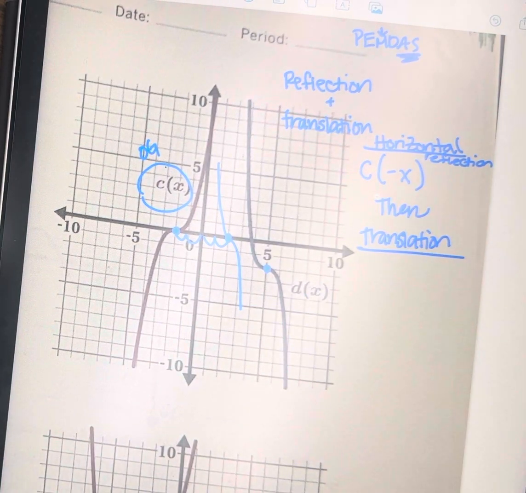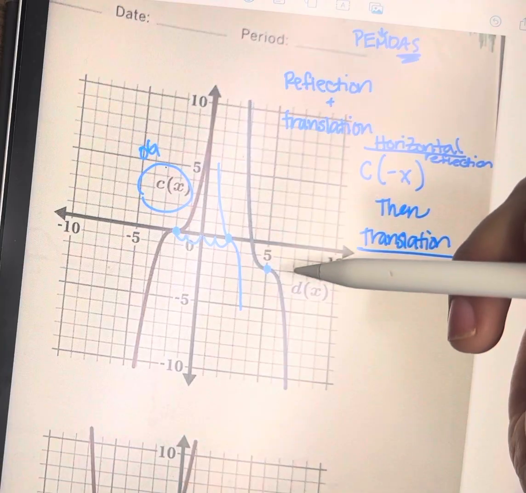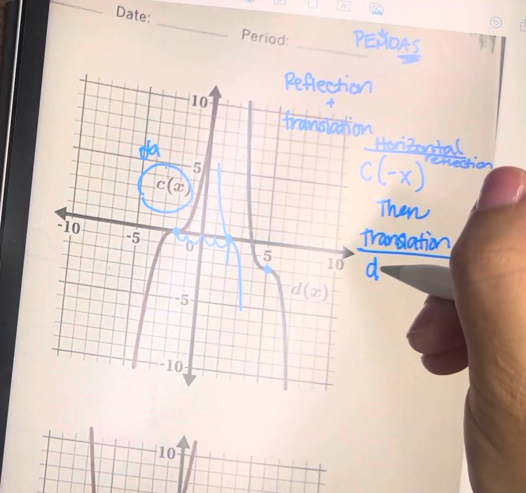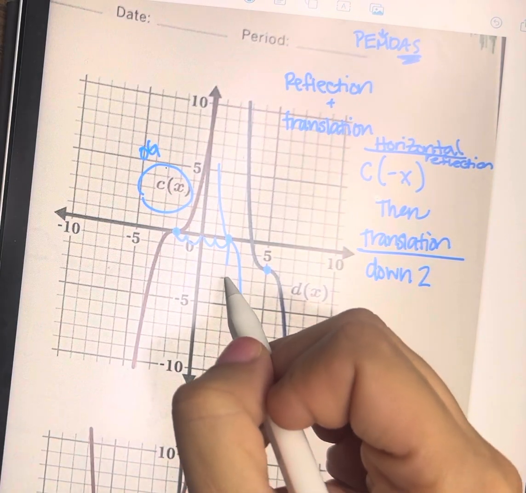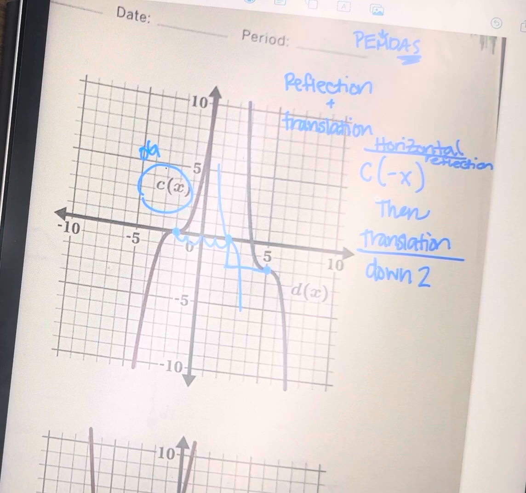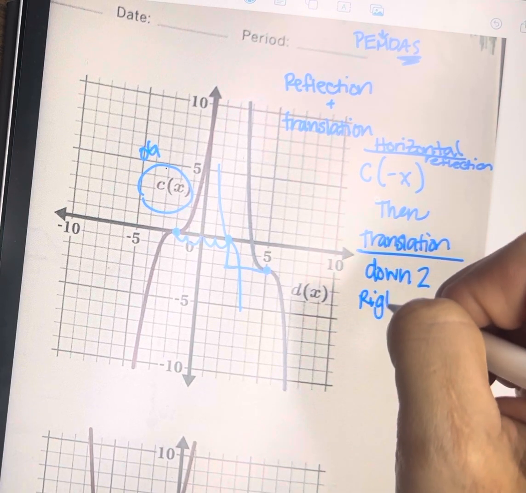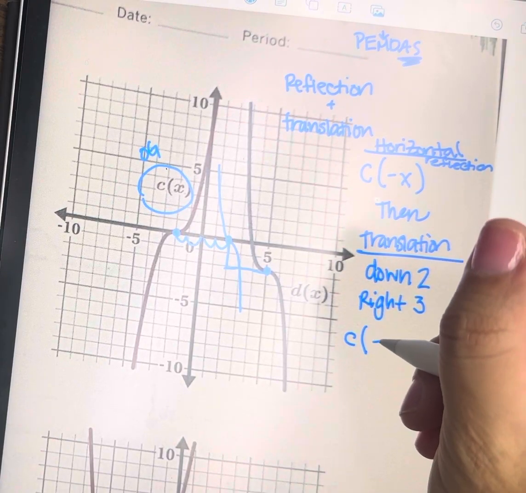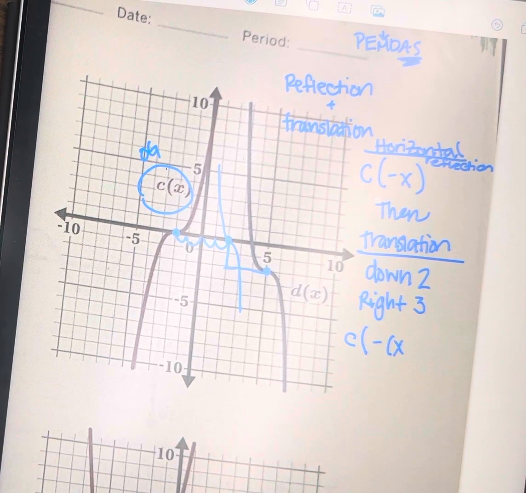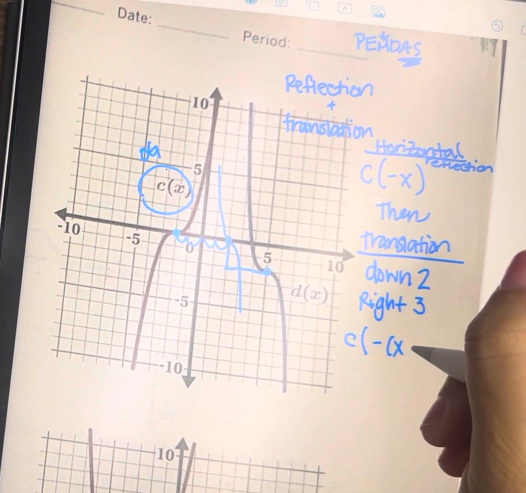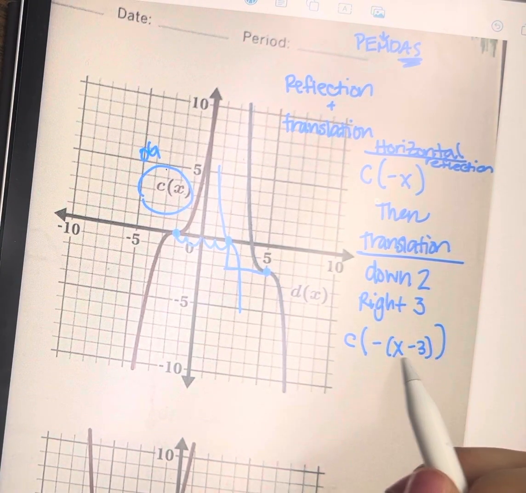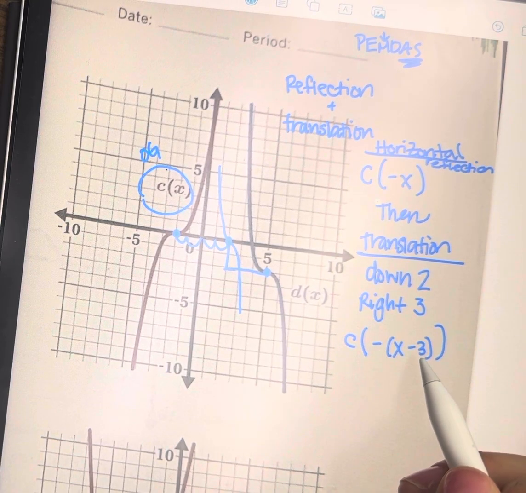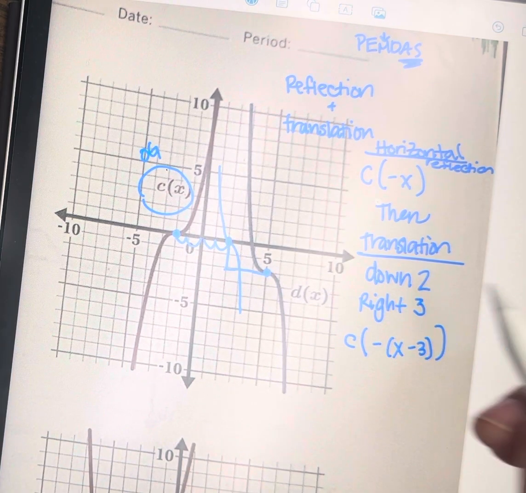So now let's look at what translation's happening. Now that it's facing the right way, it does still appear to have gone down 1, 2, and 1, 2, 3 to the right. So this c of negative x is now going to need to go to the right 3, so that's minus 3. Don't forget the parentheses. We need this negative on the outside. We need it separated from this. And then we need to also go down 2.